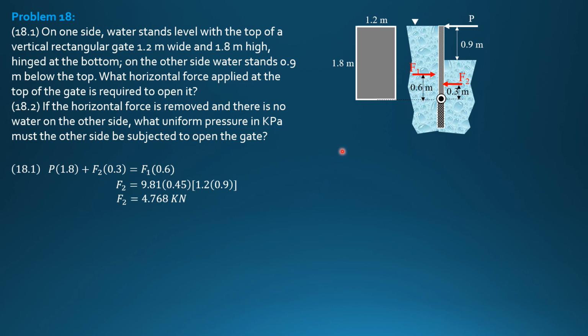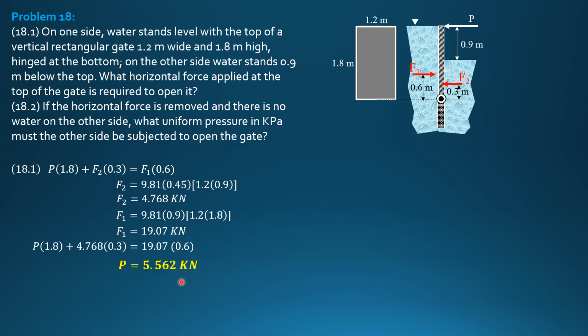Then F1 is 9.81, barred H is 0.9, area 1.2 times 1.8. So F1 is equal to 19.07 kilonewtons. Substitute in our working equation. P times 1.8 plus 4.768 times 0.3 equals 19.07 times 0.6. So P is 5.562 kilonewtons.